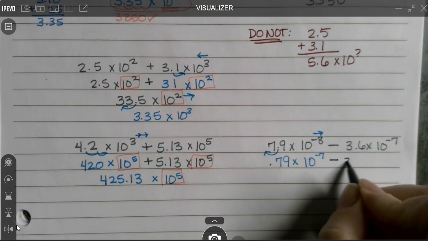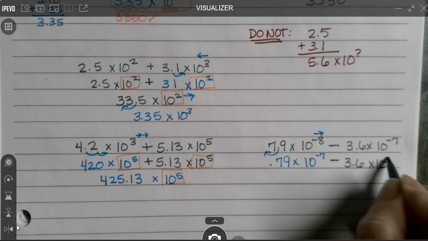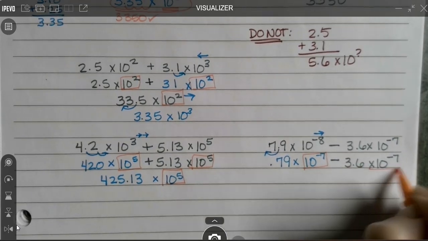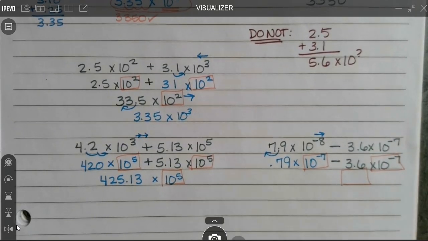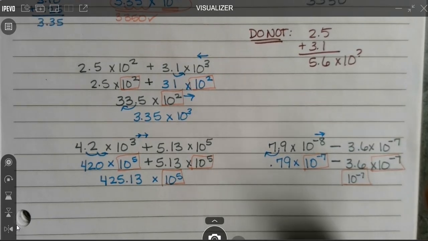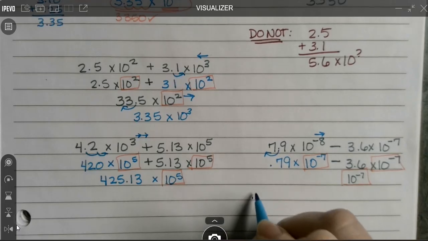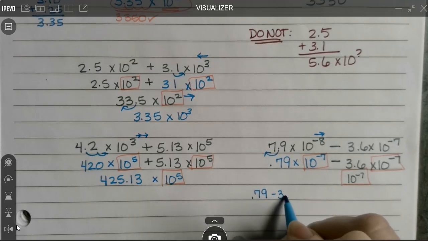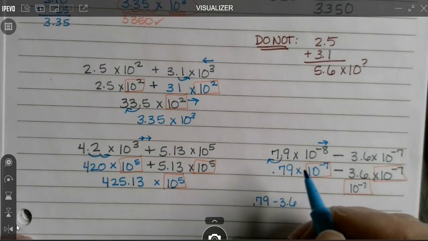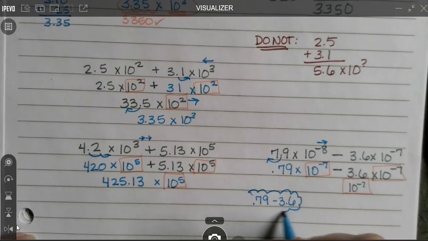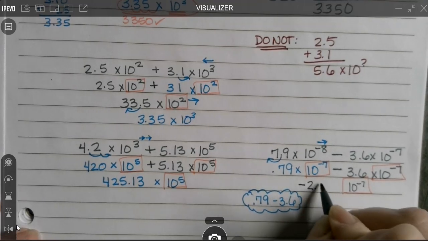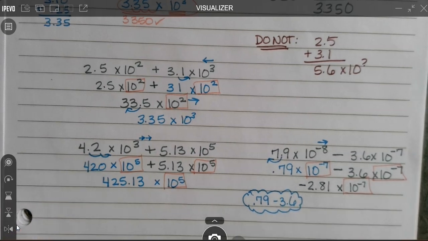minus 3.6 times 10 to the negative 7th. I have same powers of 10 now. So I'm going to keep my 10 to the negative 7th. And then I have 0.79 minus 3.6. So if I plug this into my calculator, I will end up with negative 2.81, and that's times 10 to the negative 7th.